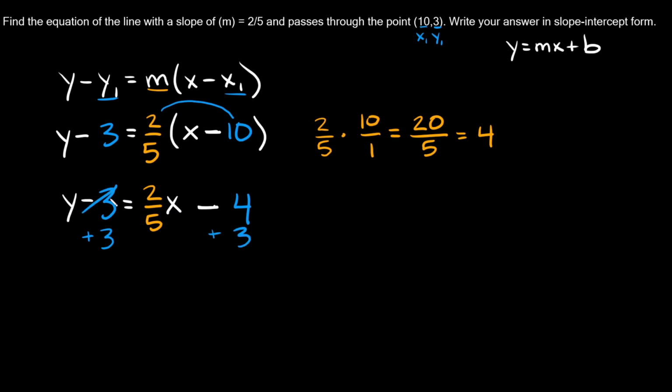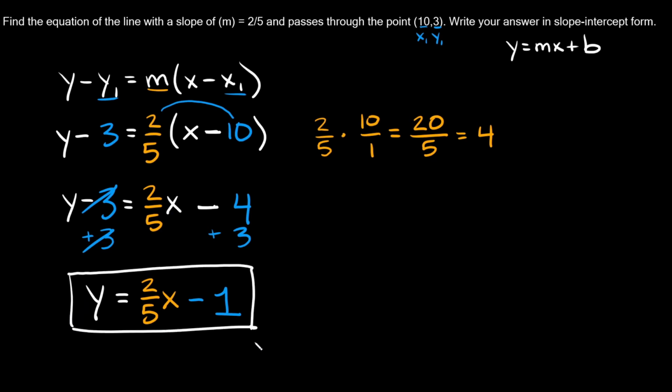This minus 3 plus 3 cancels out, so we're just left with y on this side of the equation. That's equal to 2/5 x, and then negative 4 plus 3 is equal to negative 1. So we have negative 1 right there. Now our answer is in slope-intercept form.